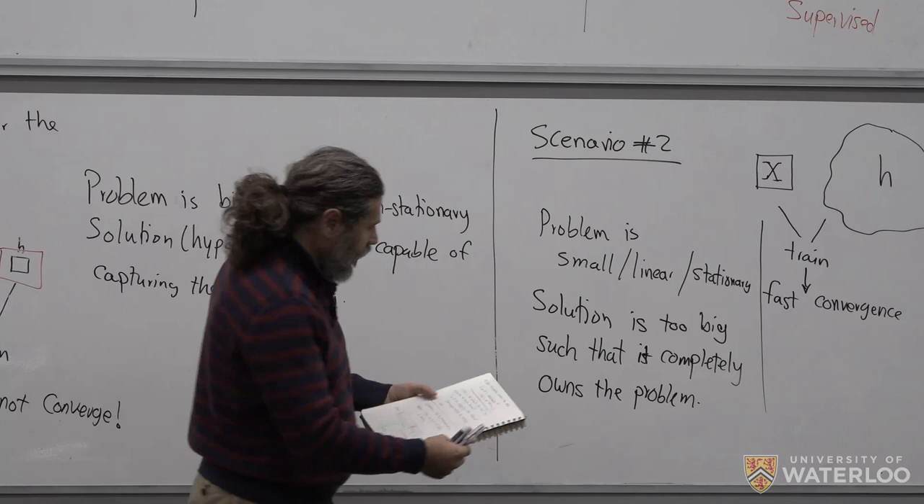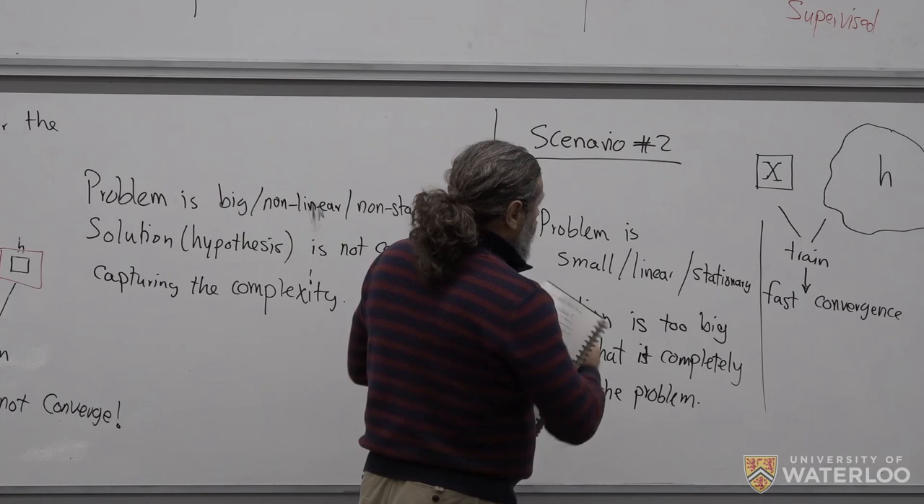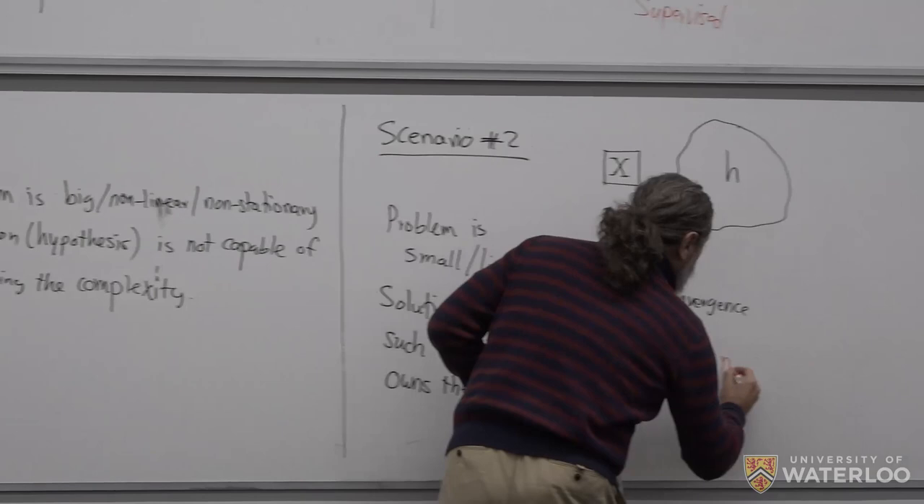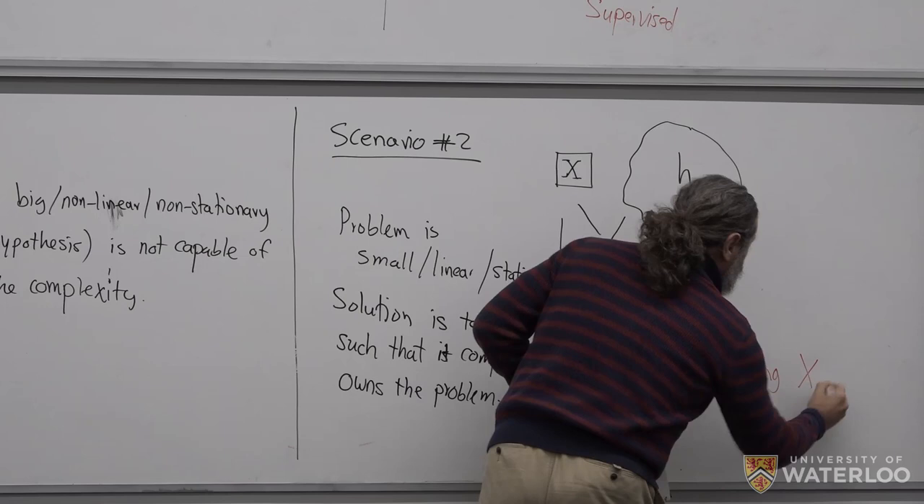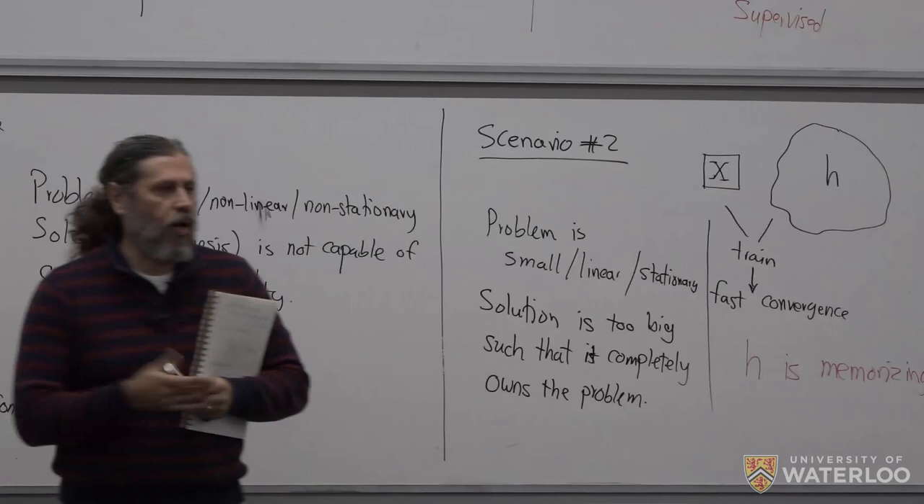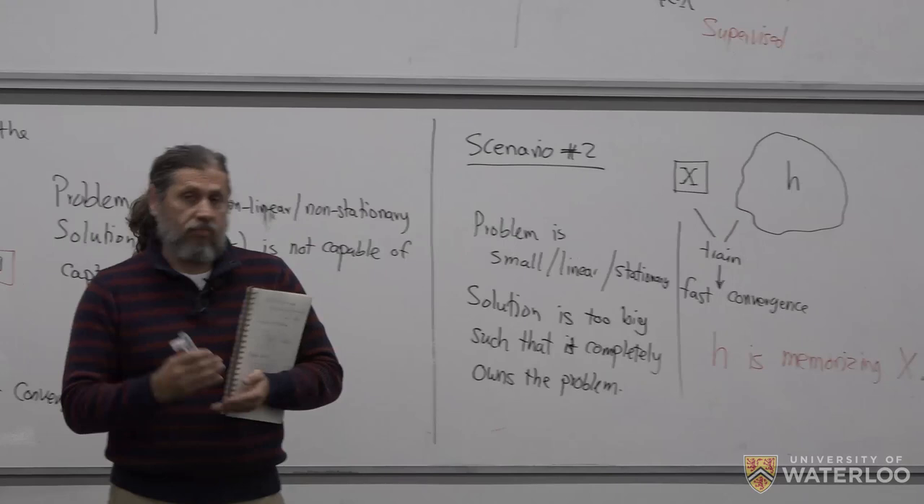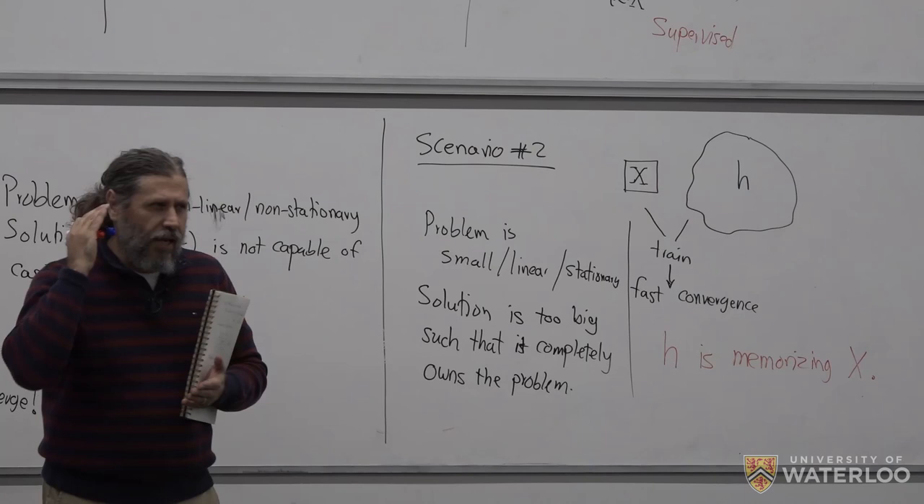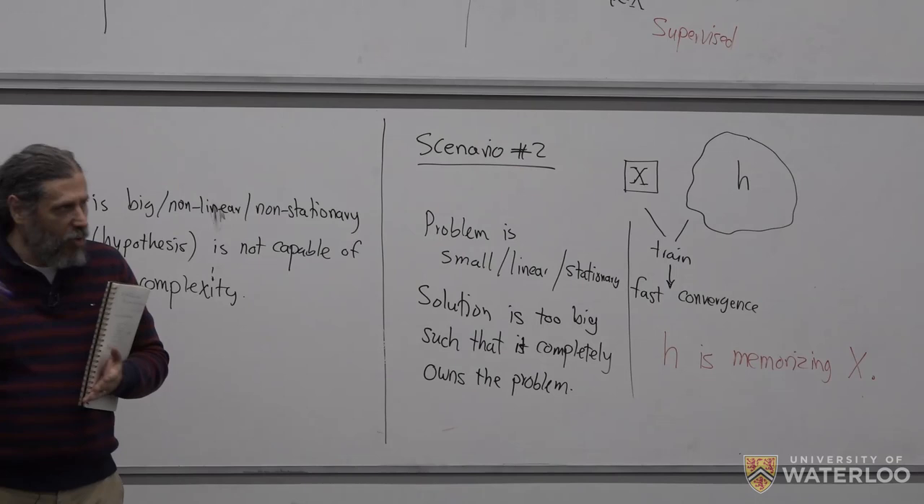So here we say that H is memorizing X. This is what is happening. You have just too much memory, you just swallow the problem. And during training, you get 99% accuracy. It cannot happen. If it is a difficult problem, it cannot happen that in the first attempts you get high accuracy. Cannot be. There is no theory for that.